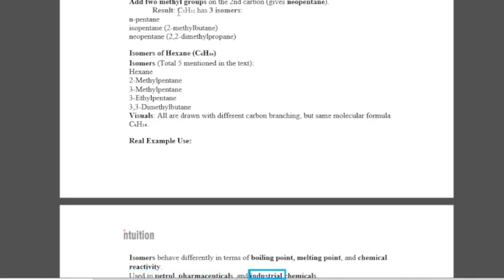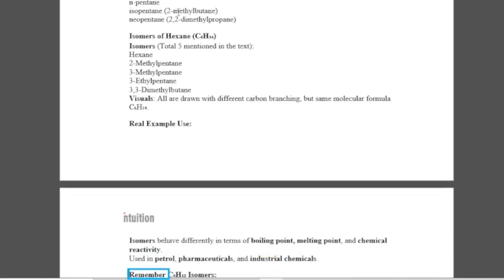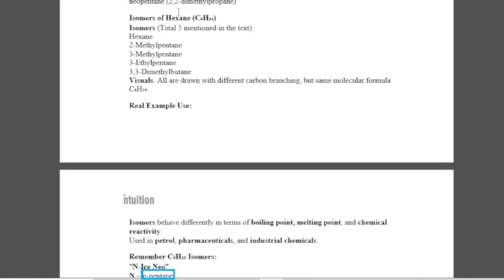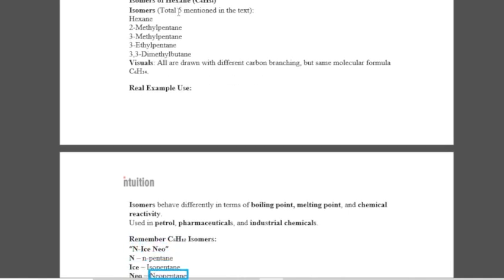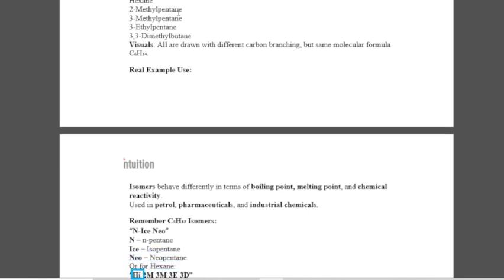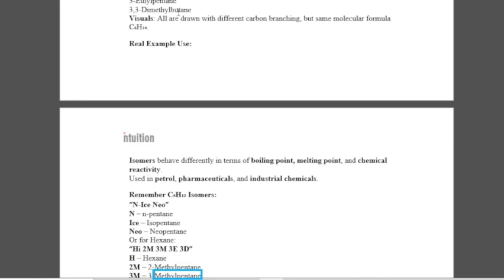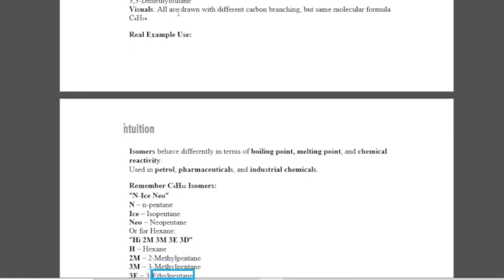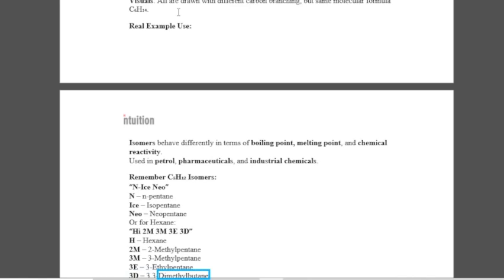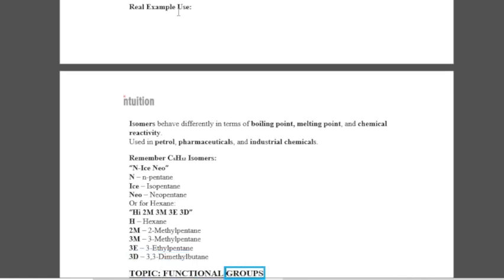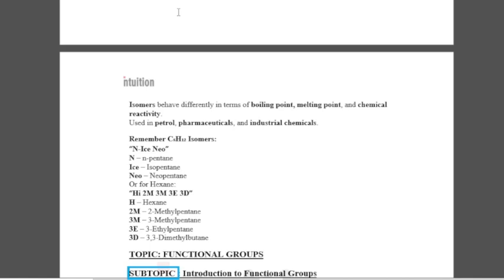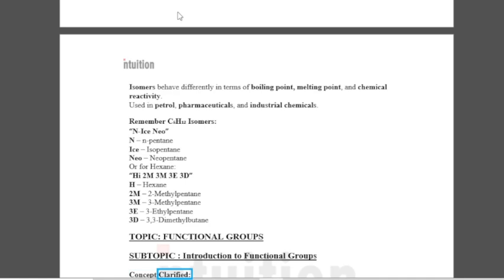pharmaceuticals, and industrial chemicals. Remember C5H12 isomers: n-Ice neo, n-pentane, iso-pentane, neopentane. Or for hexane: H, 2M, 3M, 3E, 3D: n-hexane, 2-methylpentane, 3-methylpentane, 3-ethylpentane, 3,3-dimethylbutane.